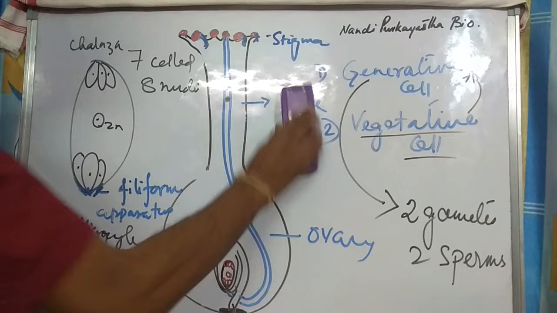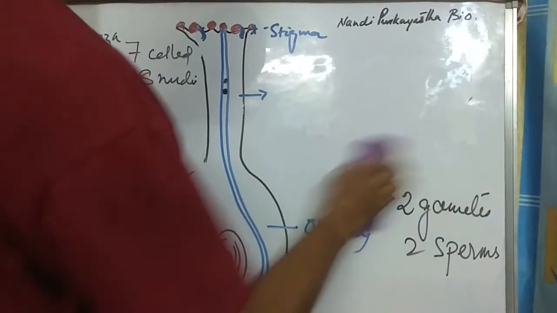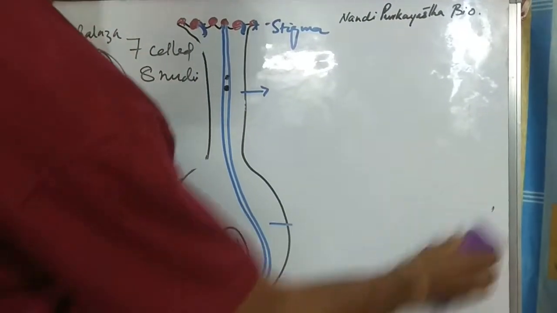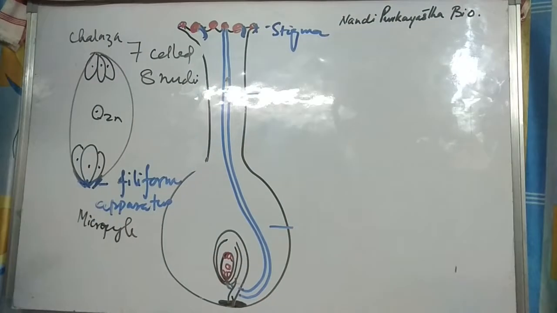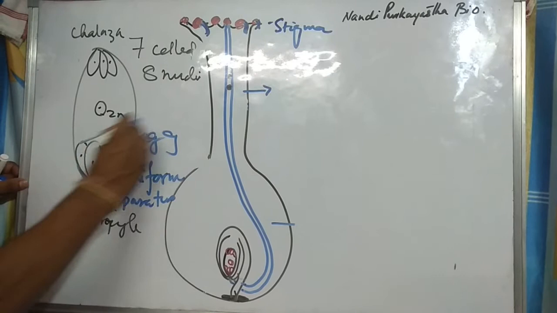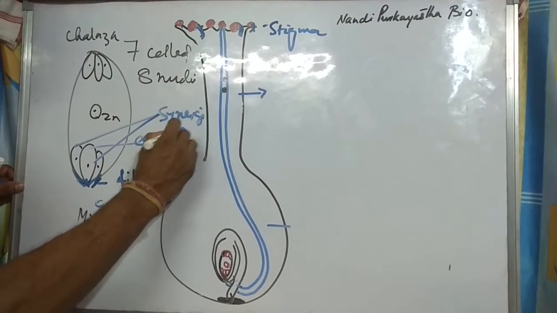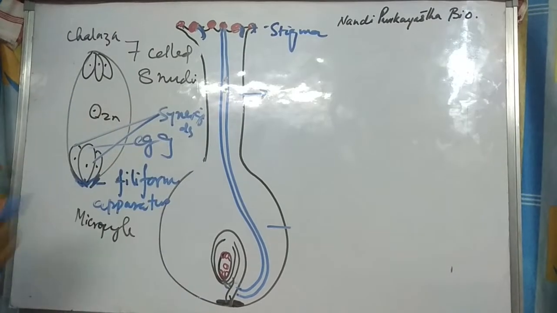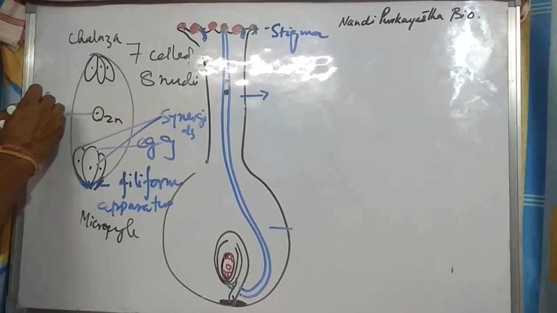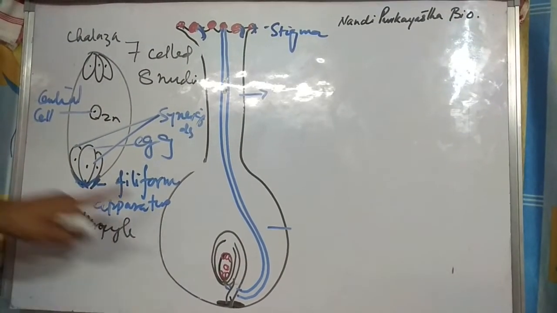Now see, I am rubbing this part. Now what is happening? The sperms are 2, gametes are 2. So here we have found that there is one egg cell and there are 2 synergids. This is the egg. These 2 are S-Y-N-E-R-G-I-D-S, synergids. So together they are called the egg apparatus. This is the central cell. I think you remember all these names.